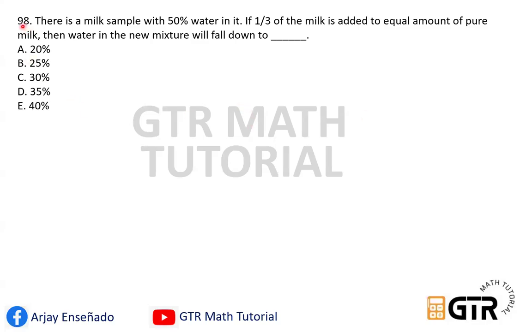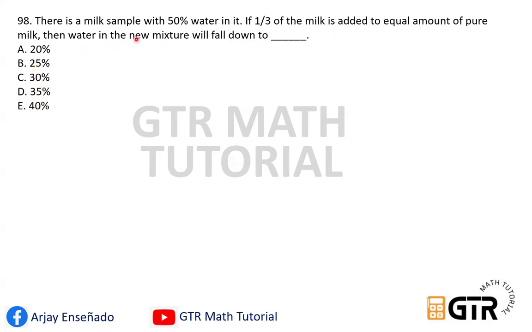Random math problem number 98. There is a milk sample with 50% water in it. If 1/3 of the milk is added to equal amount of pure milk, then water in the new mixture will fall down to blank. Okay, so pause the video and try to answer. So the choices are 20, 25, 30, 35, and 40%.